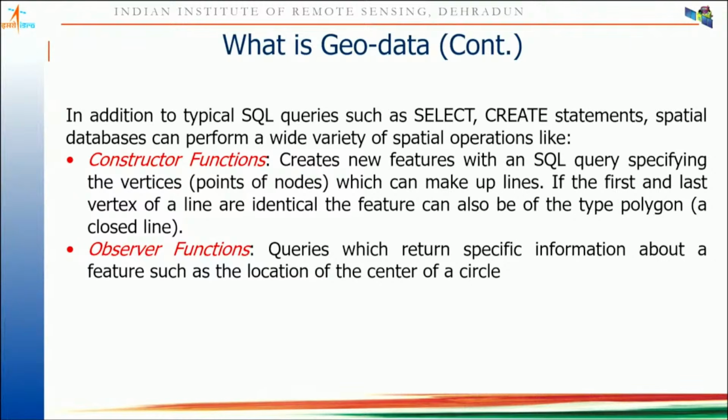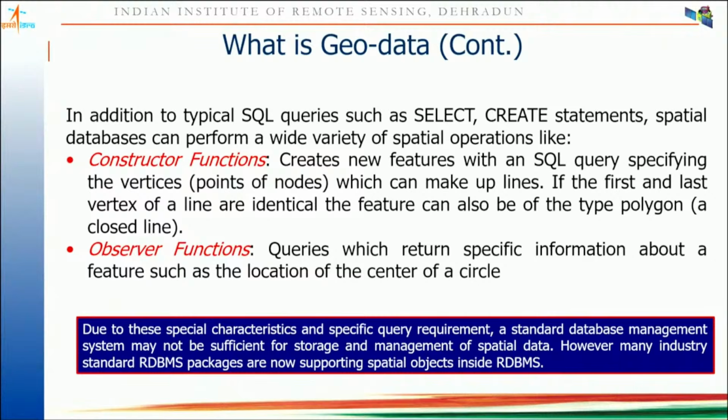Then the next important characteristic is the observer functions, which are queries that return specific information about features, such as the location of the center of the circle. This is another important thing. For example, I am creating a circle by using these different coordinate points, but can I calculate the center of the circle automatically on the fly? Because ultimately I will not store this information in the database. This would be unnecessary storage in the system. So if this kind of provision is there, like the observer function, I can observe or calculate any values by using functions or front-end tools. So this is another important requirement.